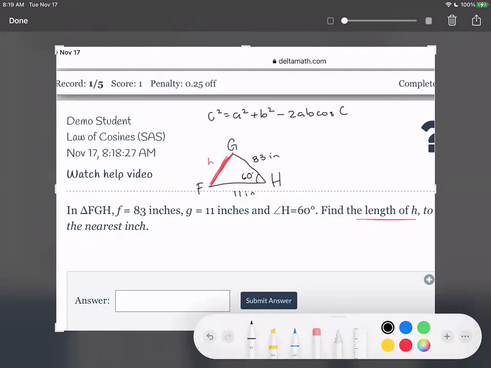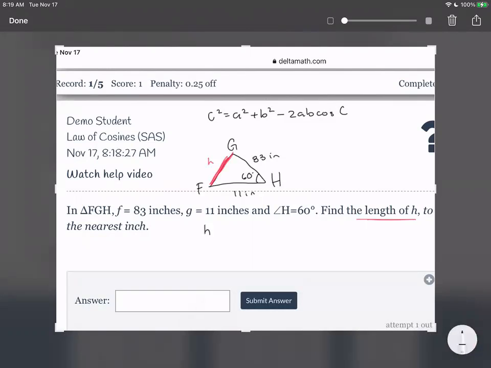Okay, so I'm gonna rewrite this formula out with our letters. Instead of a, b, and c, we have f, g, h. So the one we're looking for is h, so that's gonna be our c squared. H squared is equal to f squared plus g squared minus 2fg cosine of h. So I just rewrote the equation with our letters, just in case that helps anybody see what's going on. Okay, so any questions up till here?